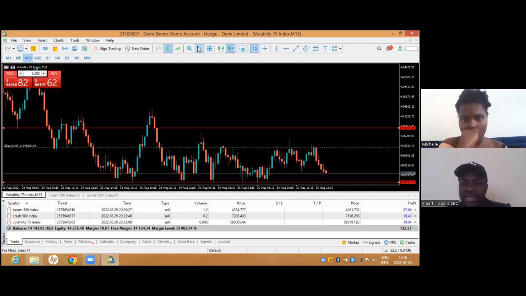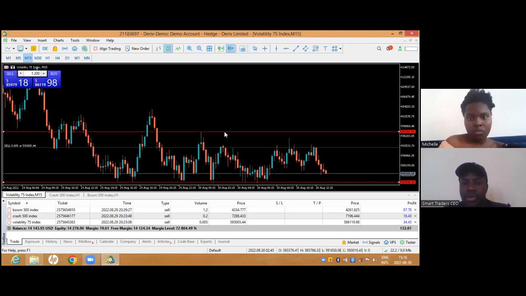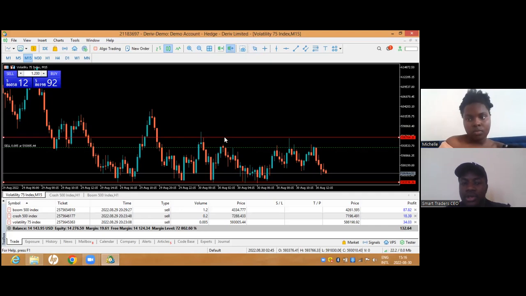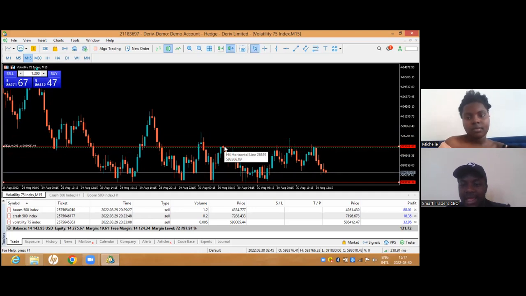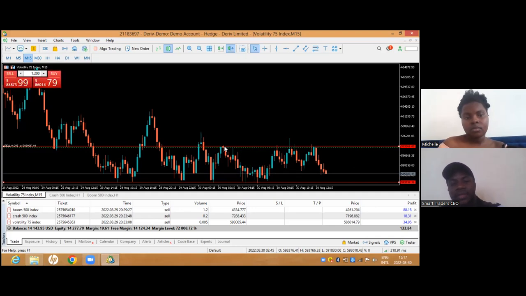Then your resistance, I want you to refine it and push it lower. Drag your resistance and put it lower, at an area where the market failed to close above so many times. There. Exactly there. Those candles there where your mouse is, they failed to close above. The next candles to the right, they failed to close above. So the majority of the candles there failed to close above that level. Can you see it?